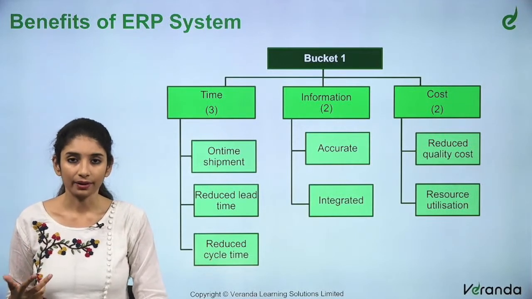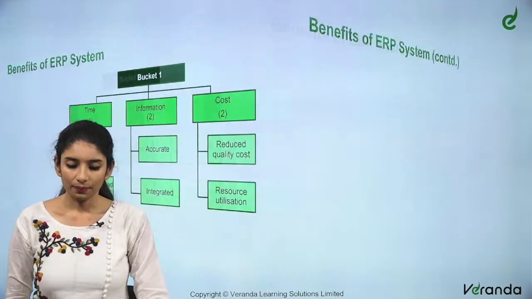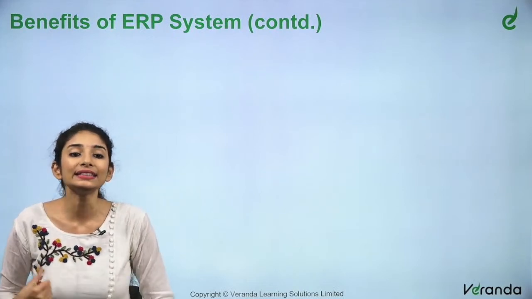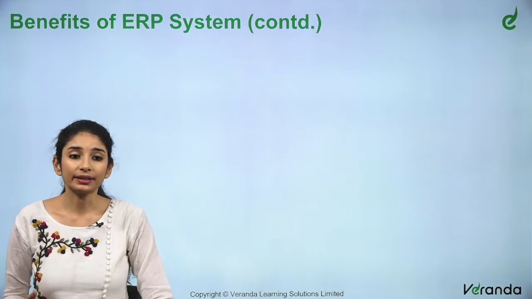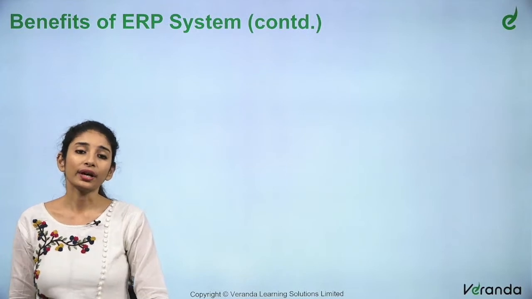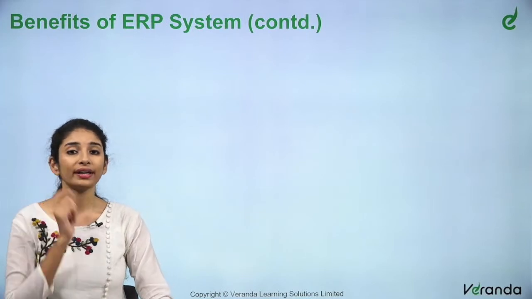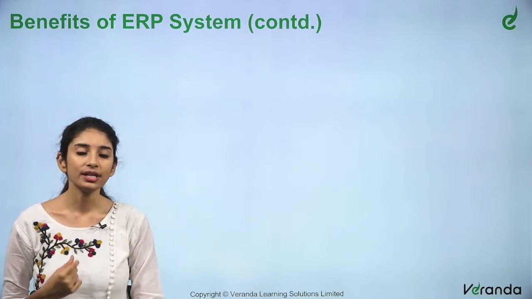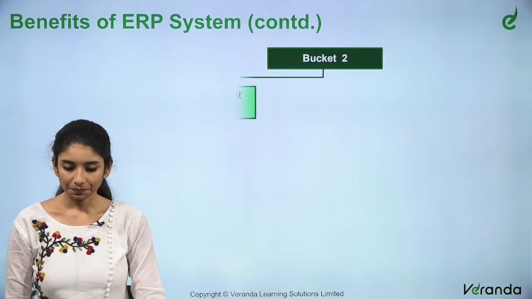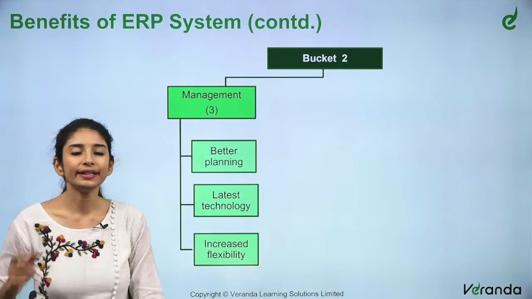Bucket 2 is management, customer and supplier. Now the breakup goes like 3-1-1. Under management, we have 3 points. One is increased flexibility. Another one is adaptation to technology. I can adapt to technology very well because I have all the data readily available with me to analyze how I can improve my sales. So adaptation to technologies, increased flexibility and better planning.